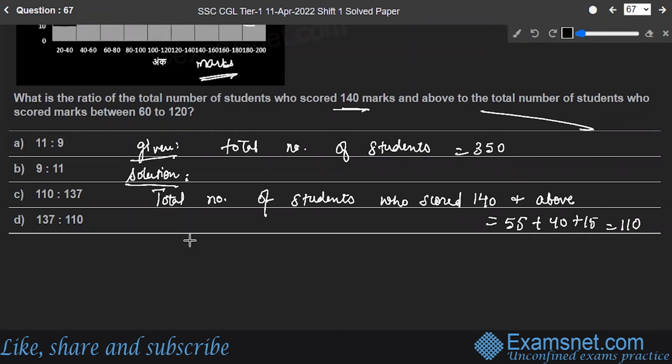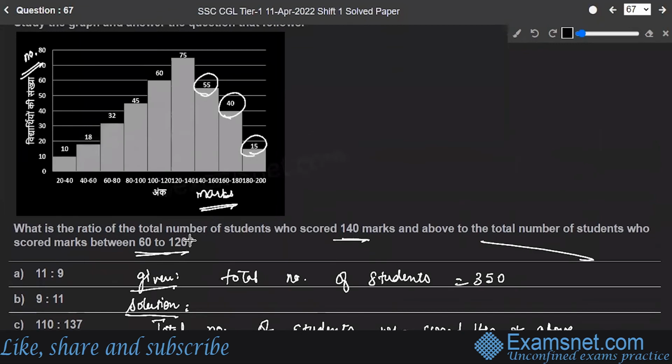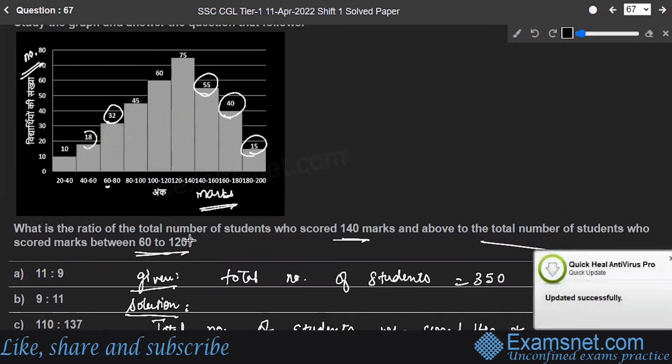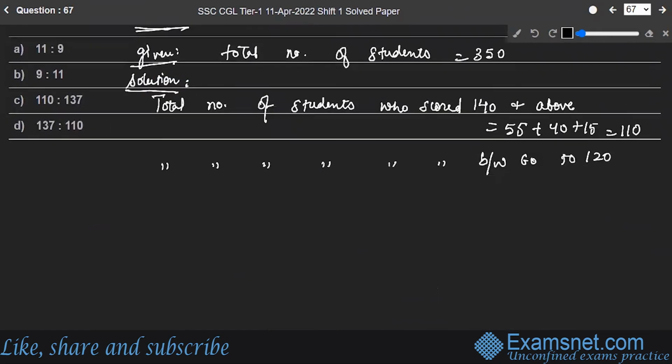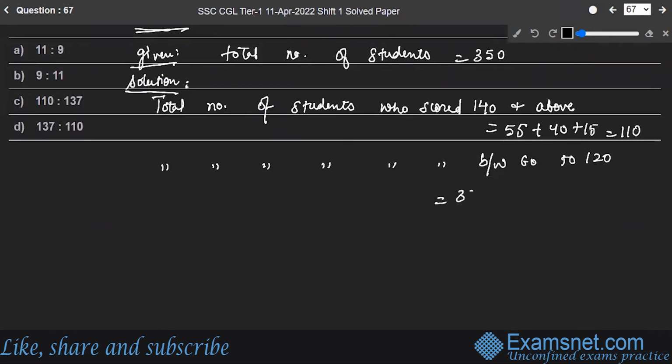Total number of students who scored between 60 to 120. How many are those? See, this is 60, right? So this is 32 plus this... Sorry, not 18. Above here. These are above. So I'll take 32 plus 45 plus 60, which is equal to 137.